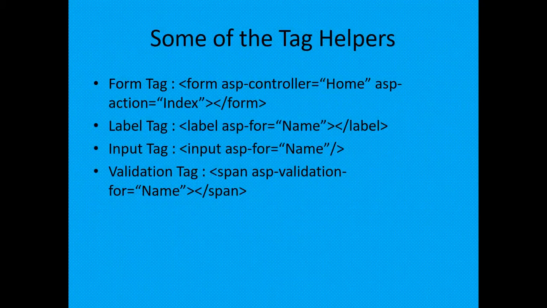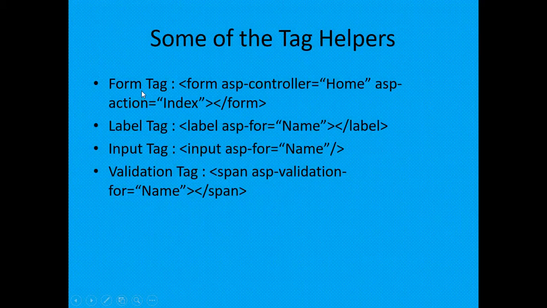Some of the tag helpers which we are going to see in this video while coding are the form tag and the form asp-controller. You can see here, this is the form tag, and this is the attribute asp-controller. This indicates that this form is going to submit to the home controller, and which action is going to be called, that is the index action. How are we indicating that? Using these attributes, asp-controller and asp-action.